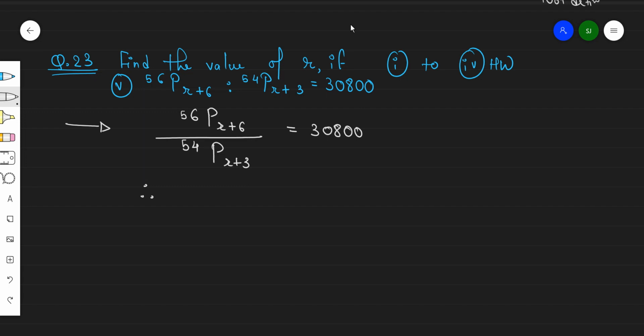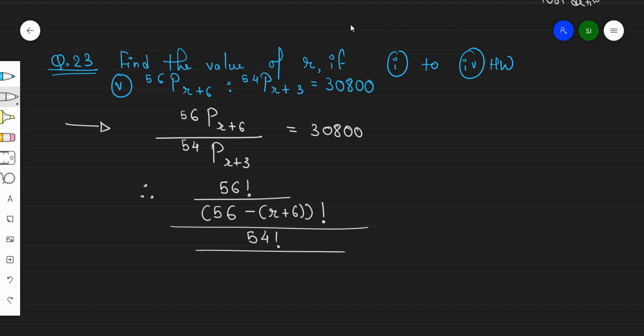We know the first number is 56 inside the permutation, but the second number is r plus 6, where we are supposed to find this r. So we need to go for the proper factorial formula. The numerator will be 56 factorial divided by 56 minus, and everyone should remember, after minus we should have a bracket, otherwise there would be some silly mistake, (r plus 6) factorial. The denominator will be 54 factorial divided by 54 minus (r plus 3) whole factorial, and the right hand side is as it is, 30800.